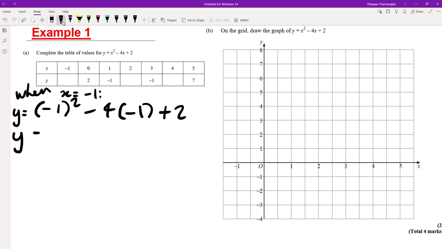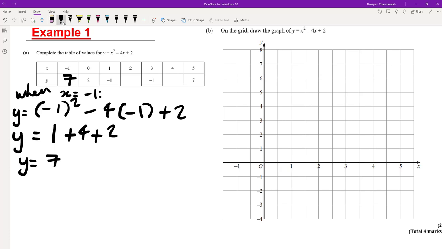So you're going to do 1, because minus 1 squared is 1. Minus times a minus is a plus. 4 times 1 is 4. And then we get a plus 2. So now we get 1 plus 4 is 5, plus 2 is 7. So we get 7 here.